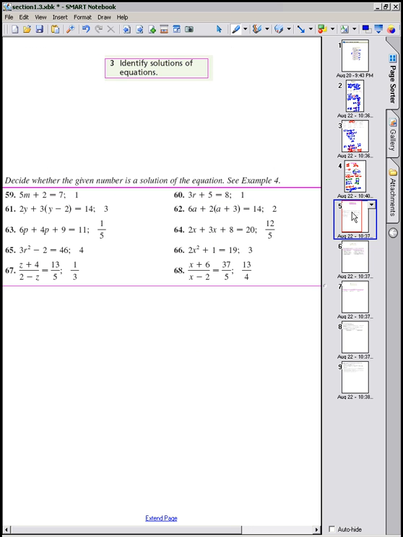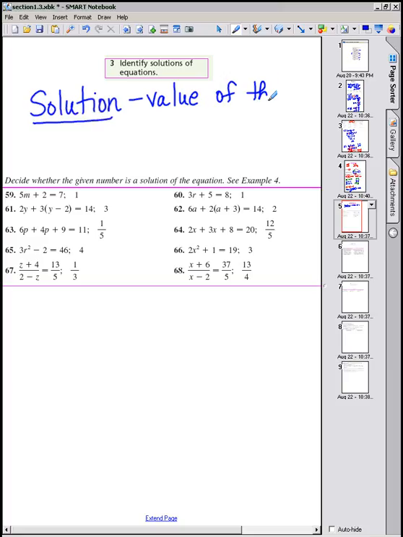The next objective is to identify solutions of equations. Now, chapter 2 is how we solve equations. So you're not even worried about that right now. You're just looking at if you're given an equation, you're given a number, determine if this number is a solution. So first thing you need to know is what does it even mean to be a solution to an equation? Okay, a solution is a value of the variable that makes the equation true.